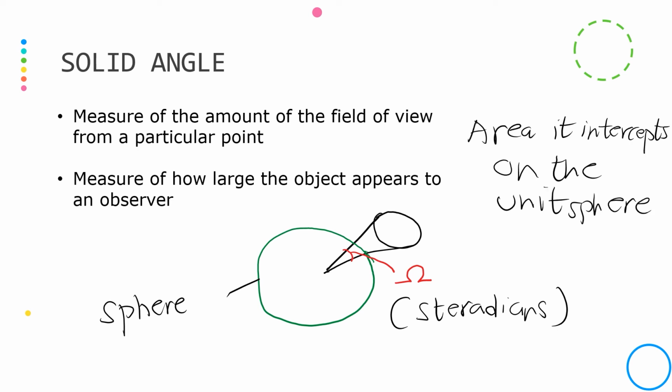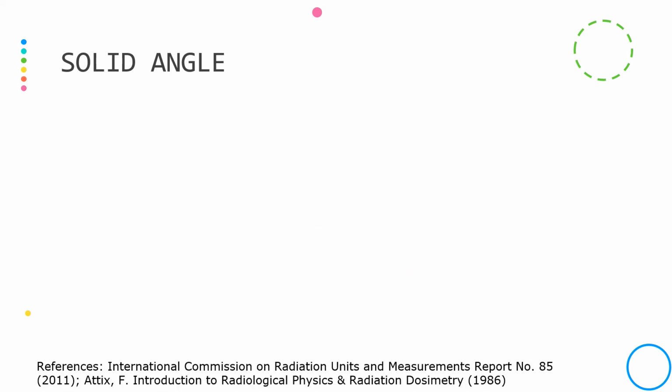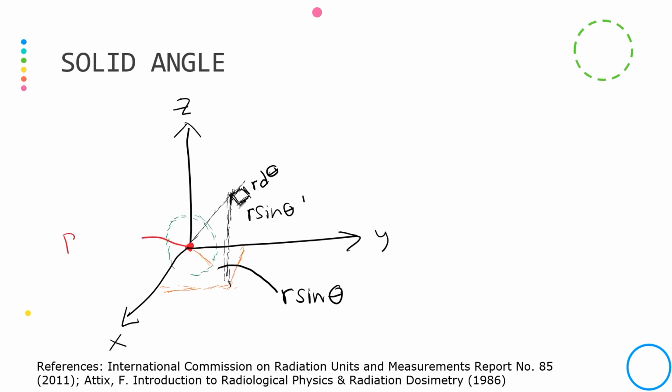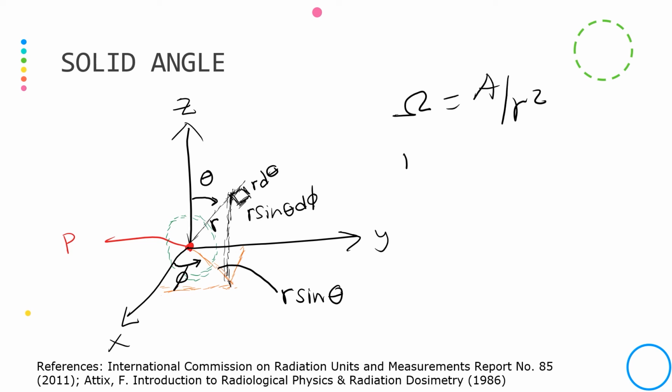The solid angle is also described as the area that it intercepts on a certain unit sphere, or we can also describe this as the measure of the amount of the field of view from a particular point, or the measure of how large the object appears to an observer. Just like a planar angle in radians, which is the ratio of the length of a circular arc to its radius, a solid angle in steradians is as follows. So your capital Omega is equal to A over r squared, or d Omega is equal to dA over r squared.